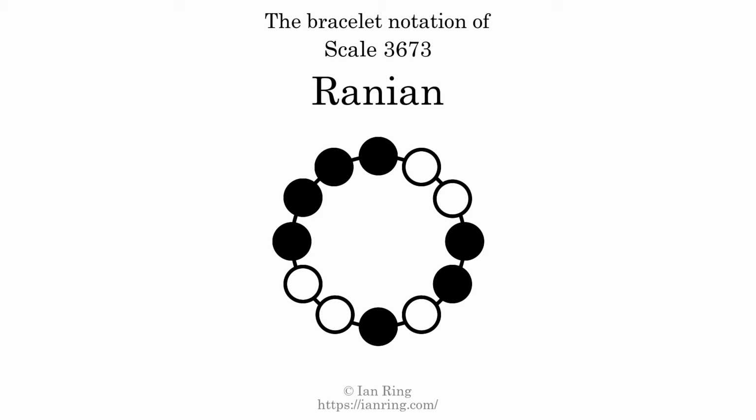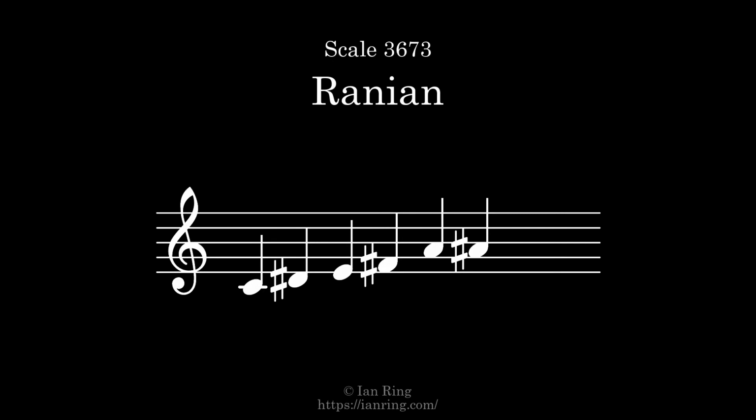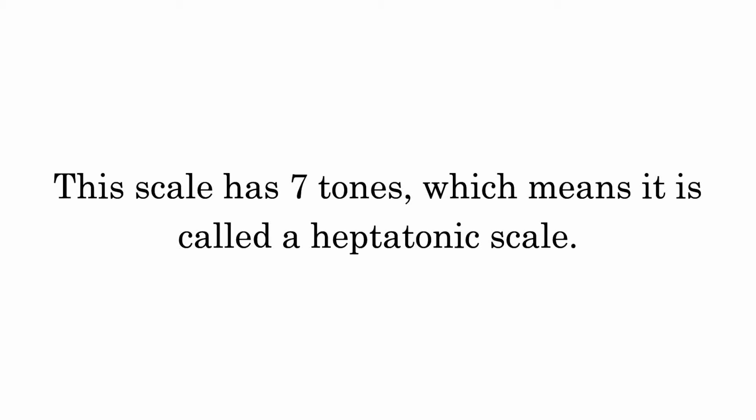3673, Ranian, which sounds like this. This scale has 7 tones, which means it is called a heptatonic scale.